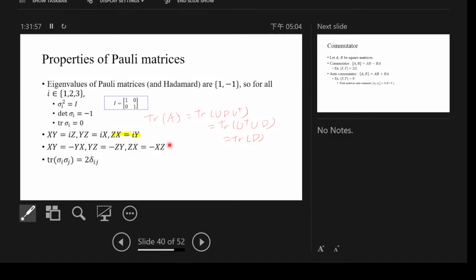And the next property is also very important in terms of physics, and very nice for you to do calculations, is that polys anti-commute with each other. It means that XY and YX differ by a negative sign. So XY equal to minus YX, and similarly YZ equal to minus ZY, and ZX equal to minus XZ. So the product of two different polys has those nice properties.